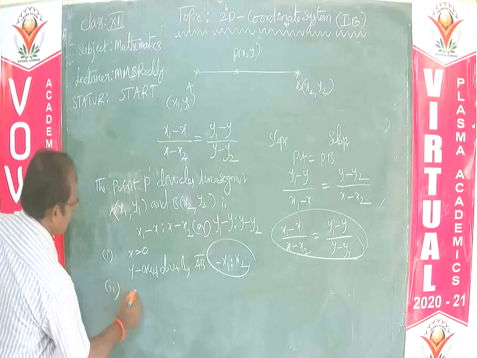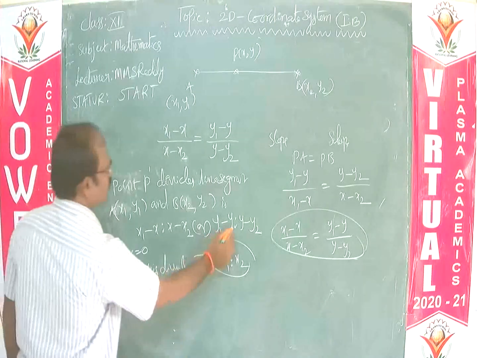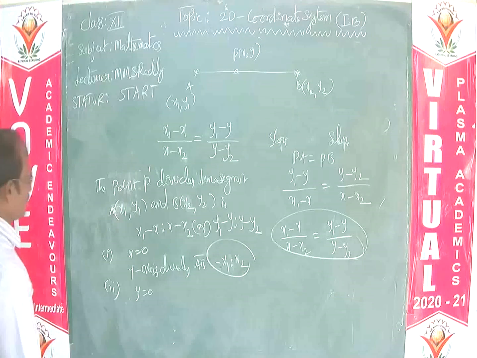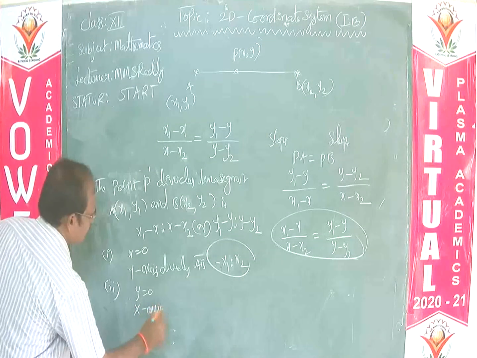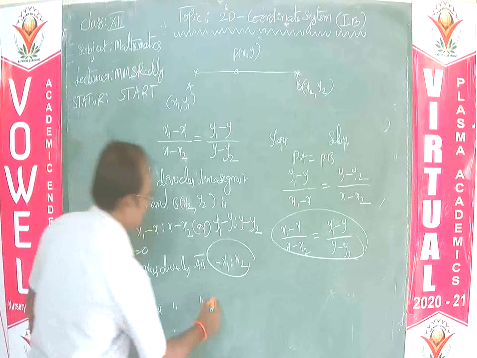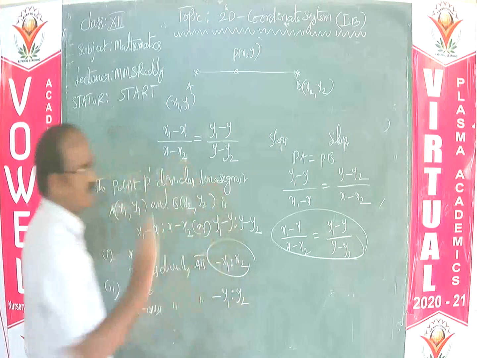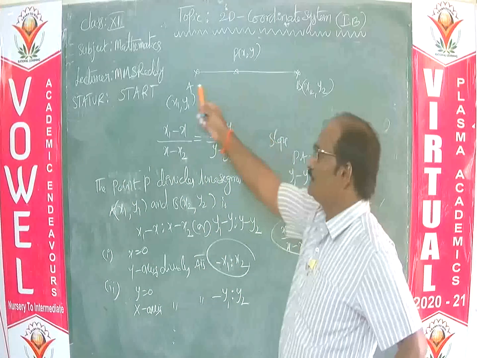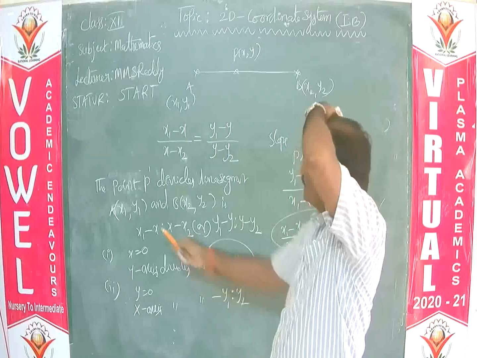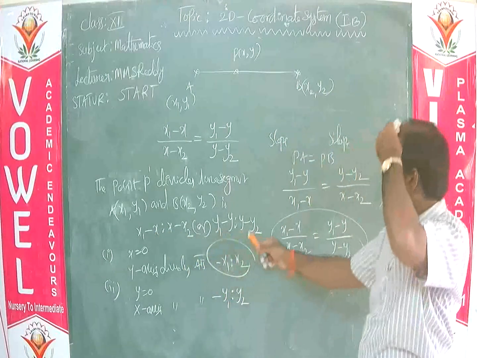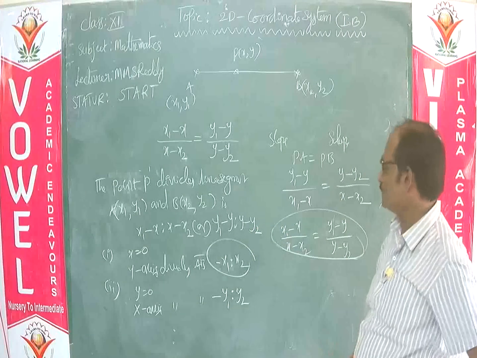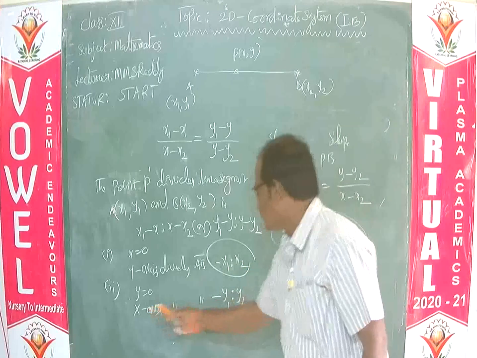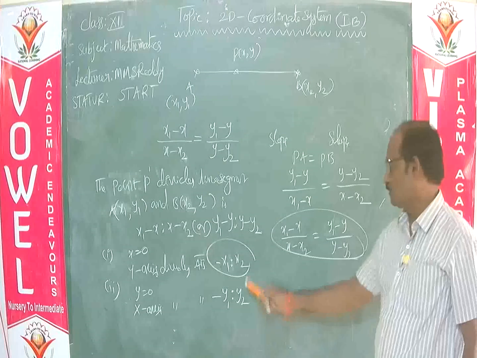Similarly, when y equal to 0, the ratio becomes minus y1 is to y2. Y equal to 0 means a point on the x axis. Hence, the x axis divides line segment AB in the ratio minus y1 is to y2. Is the point clear? The ratio in which the point P divides the line segment joining A and B is x1 minus x is to x minus x2, or y1 minus y is to y minus y2. Next, the y axis divides AB in the ratio minus x1 is to x2. The x axis divides line segment AB in the ratio minus y1 is to y2.